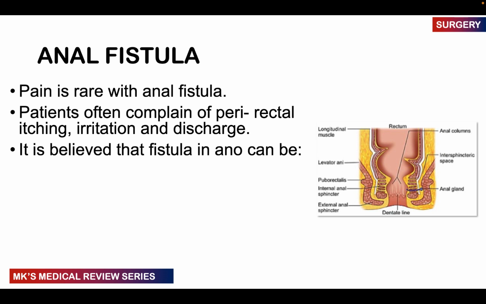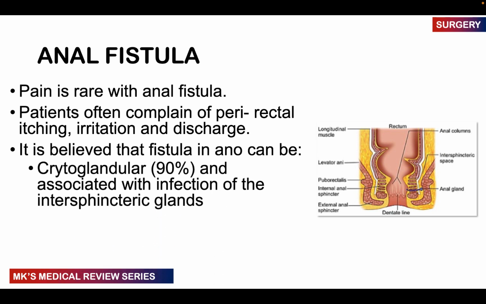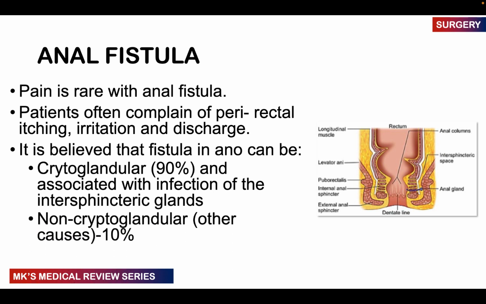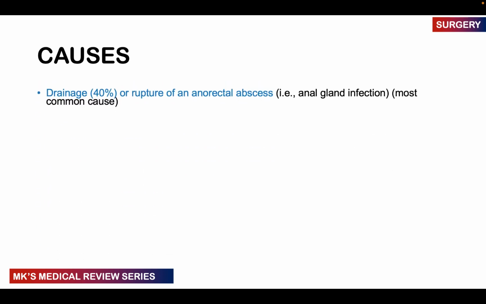It is believed that the fistula in ano can arise from the glands. We call this cryptoglandular in 90% of the cases, and it's going to be associated with infection of the intersphincteric glands, like is depicted on the right of your screen here, where you have these anal glands. This is common in 90% of the patients. You may also have a non-cryptoglandular type of anal fistula, which is going to be seen in 10% of the cases. Causes of anal fistulas include drainage in 40% or rupture of an anorectal abscess. That's an infection of the anal gland. This is the most common cause.